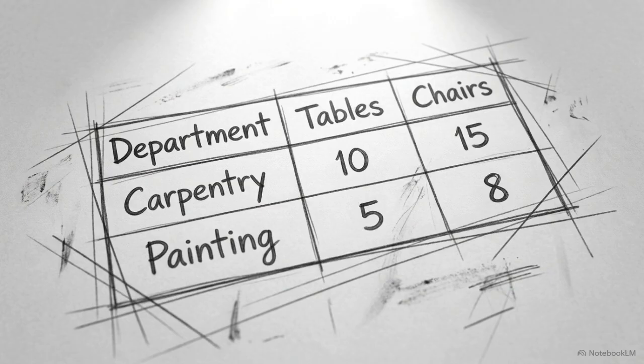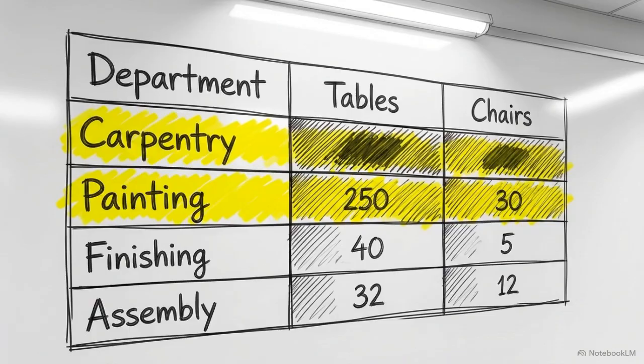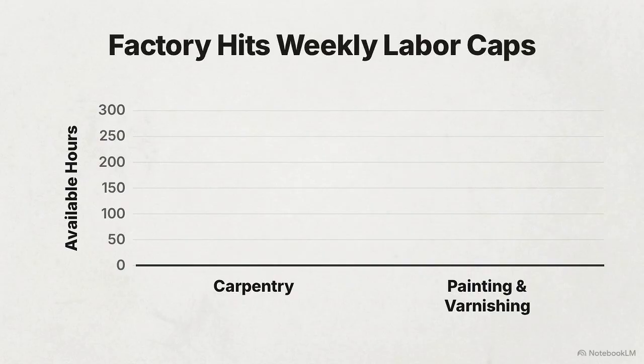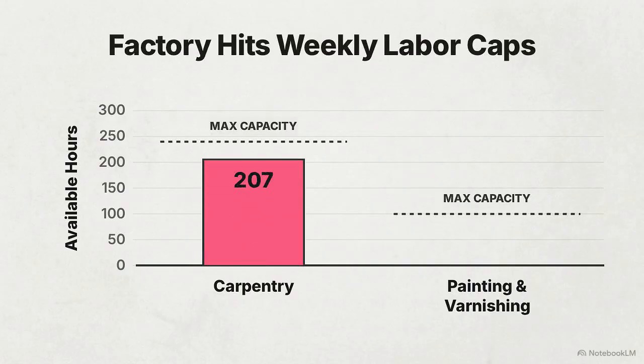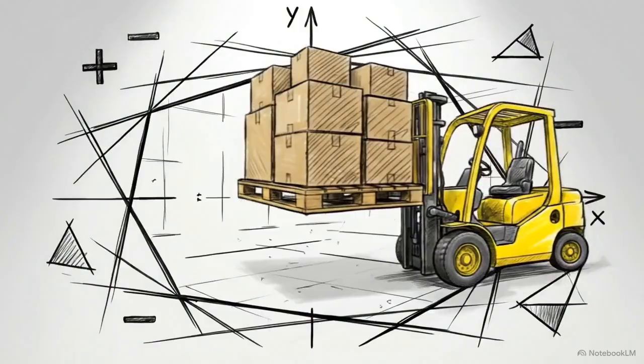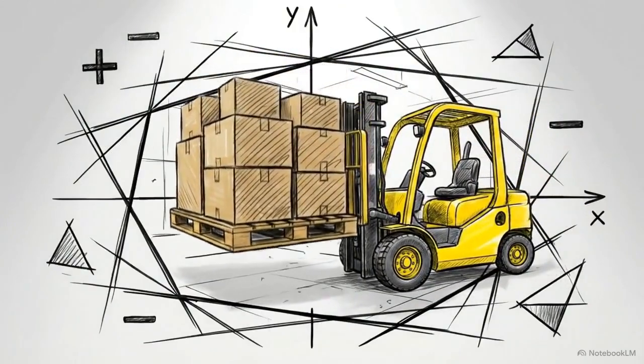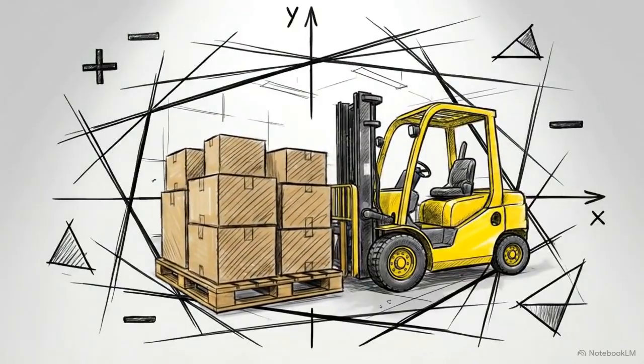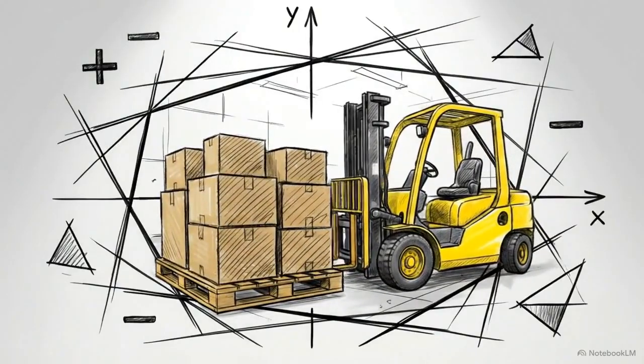This table details the production requirements for Flair Furniture, a company attempting to maximize profit by building tables and chairs. Each table requires 4 hours of carpentry and 2 hours of painting, while a chair takes 3 hours of carpentry and 1 hour of painting. The factory operates under strict resource caps, a hard limit of 240 carpentry hours and 100 painting and varnishing hours available each week. Simultaneously, the company must satisfy a market floor with a firm requirement to produce at least 42 total units to meet existing demand.